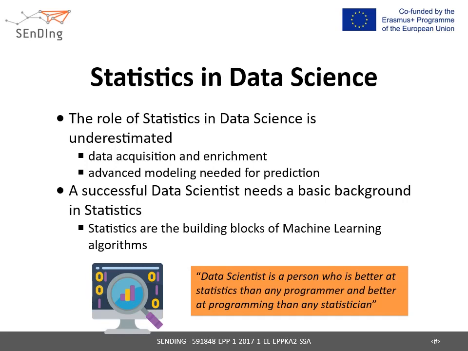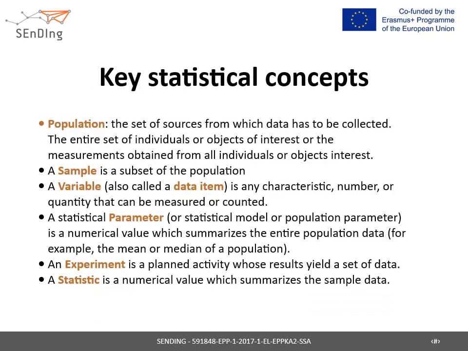As Josh tweeted, "Data scientist is a person who is better at statistics than any programmer and better at programming than any statistician." In summary, the bond between data science and statistics is strong, to a degree that makes the two practically indistinguishable in many cases. Statistics is a major tool for data science, and data science is a wide domain where statistical methods are deployed as essential components. When dealing with data science tasks, some key statistical concepts are necessary.